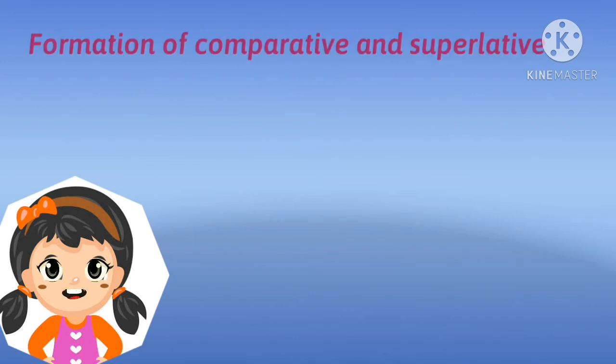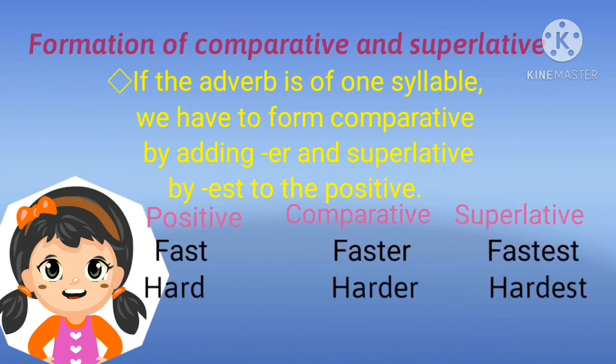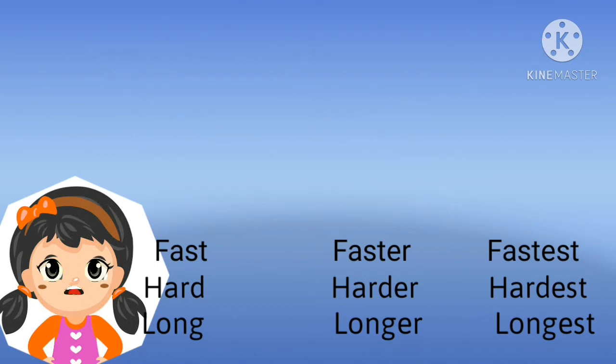Formation of comparative and superlative. First one, if the adverb is of one syllable, we have to form the comparative by adding er to the positive, and we have to form the superlative by adding est to the positive word. The first word is fast. So its comparative becomes faster and superlative becomes fastest. Second word is hard. So comparative becomes harder and superlative becomes hardest. The next word is long, longer, longest.